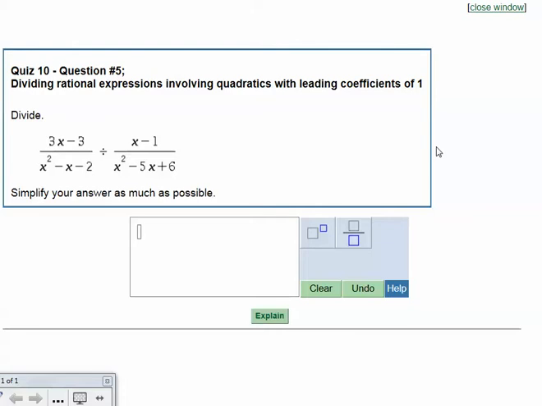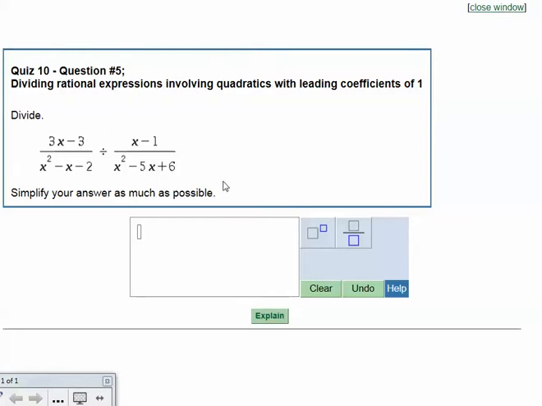The name of this topic is Dividing Rational Expressions Involving Quadratics with Leading Coefficients of 1. Here's the question. We're supposed to divide and simplify our answer as much as possible. This topic can be intimidating because there's lots of large words, and this looks like it will be tough.